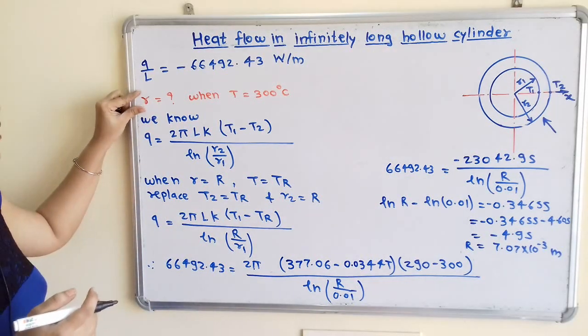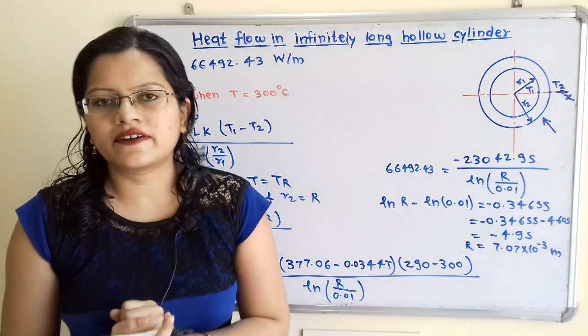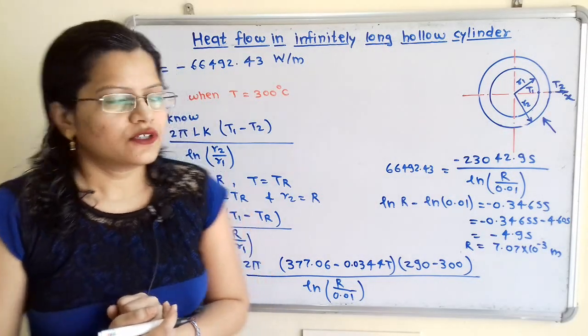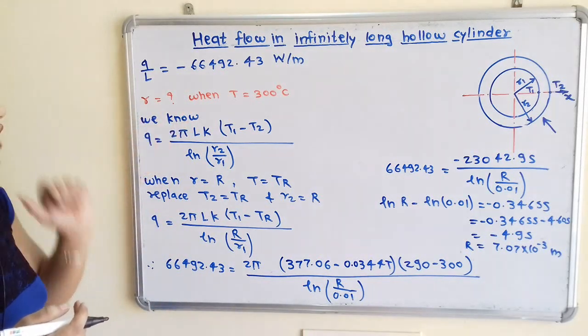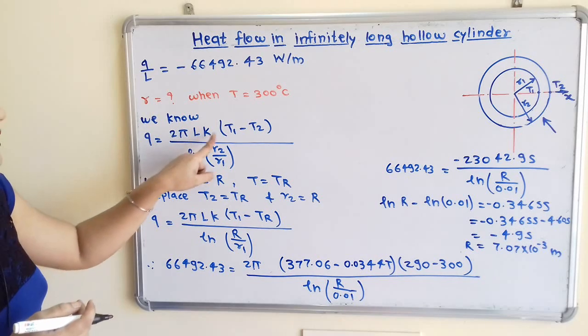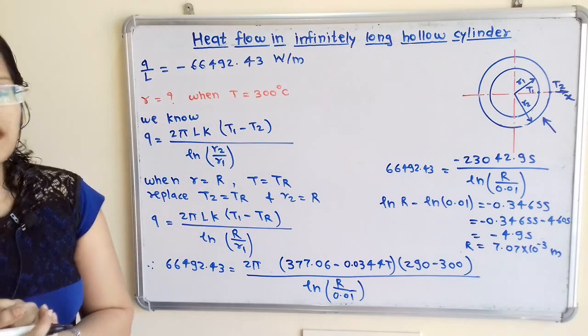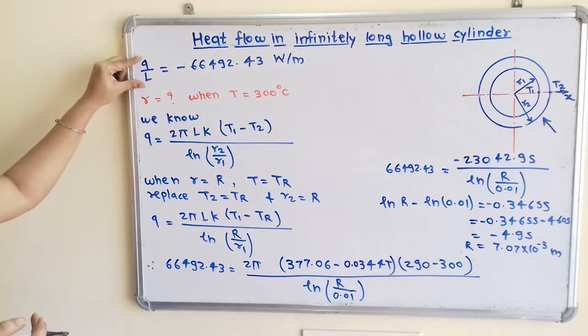We have to find out radius r when temperature T is equal to 300 degrees Celsius. So for that we have the formula for Q: Q is equal to 2 pi Lk (T1 minus T2) divided by ln(R2 by R1). Now we have here the formula for Q by L.